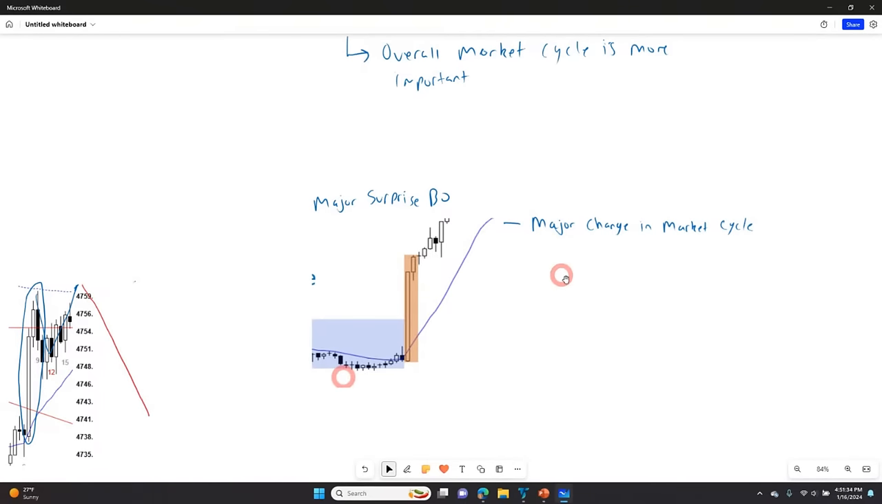So what does that mean exactly? When there's a major change in the market cycle, the market is undoing a lot of bars to the left. In order to have this right here, in order to have a major change in the market cycle, you have to influence many bars to the left. So you have to influence many bars to the left.